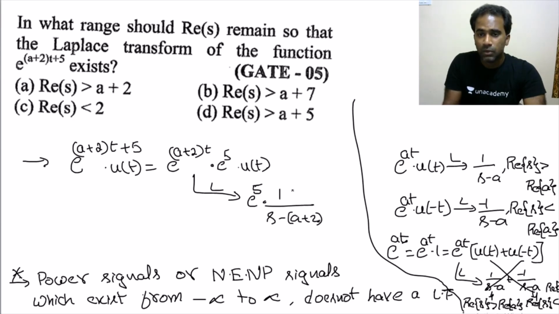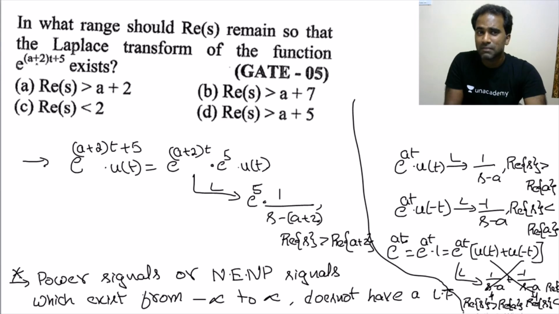A plus 2 is the pole here, and the ROC is, as we have discussed previously, since it is a right-sided signal, the real part of s greater than the real part of the pole. So the ROC is the real part of s greater than the real part of the pole, which is a plus 2. This is the exact answer, but they did not give real part of a plus 2.